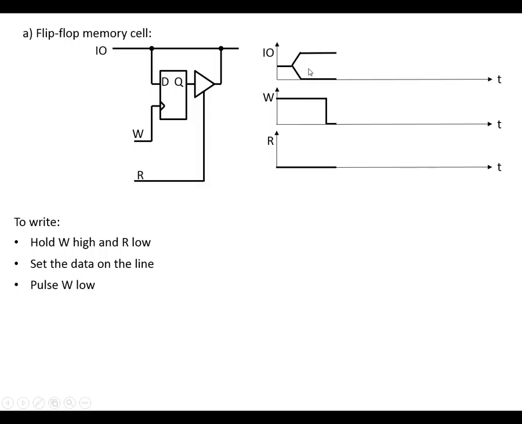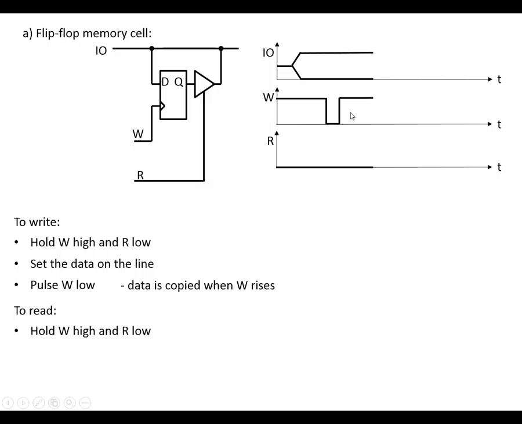And what we're going to do is pulse W low, and it's on that rising edge here. When W rises, D is copied into Q, so it's now copied in there. And we need to make sure that W is high and R is low. That's the default setting at the end of that. So the data is now copied in.